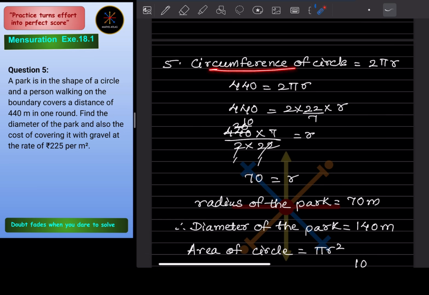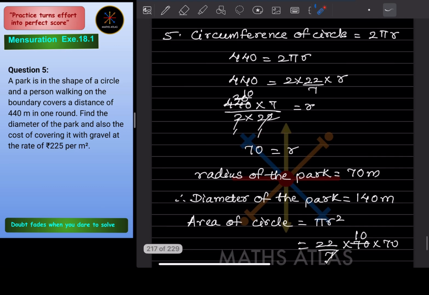So now here the park is in the form of a circle, which covers a distance of 440 meters. So we can write the circumference of circle, because this park is in the shape of a circle. That will be 2 pi r, the formula for that. And it's already given 440 is 2 pi r. So 440 will be 2 into 22 by 7 into r, and we don't know the radius. So if we cross multiply, 440 into 7, and this will go in the denominator, is r. After simplifying, the radius is going to be 70. So we can say radius of park is 70 meter.